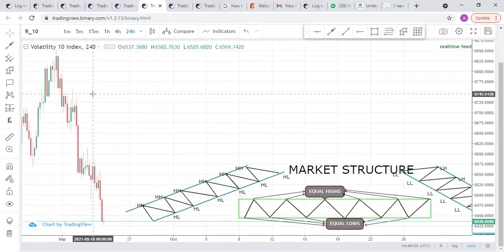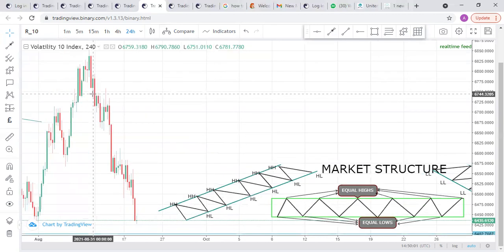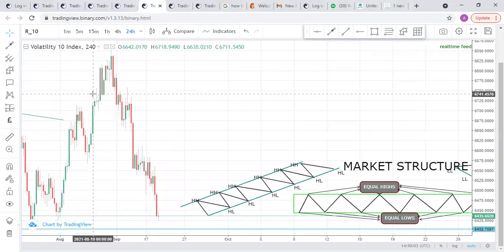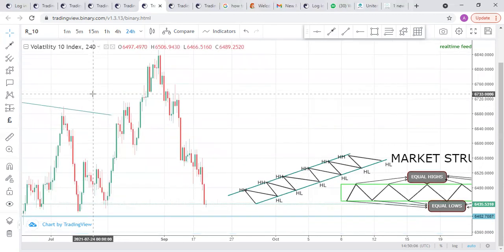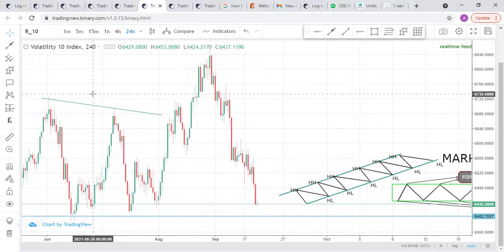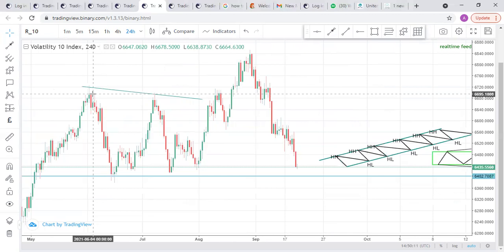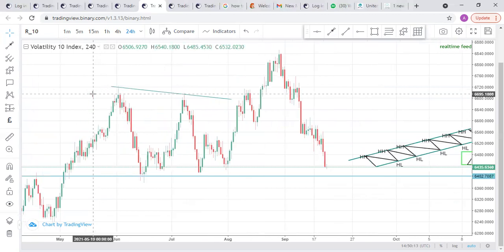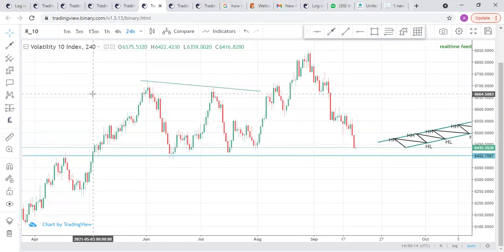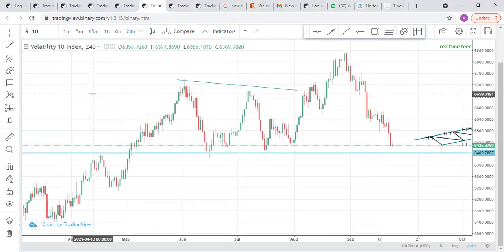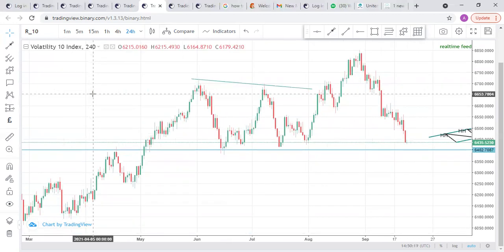This is the Volatility 10 index, and let me show you how market structure affects this market. Don't forget, I told you market structure is simply defined as price action movement in the market.